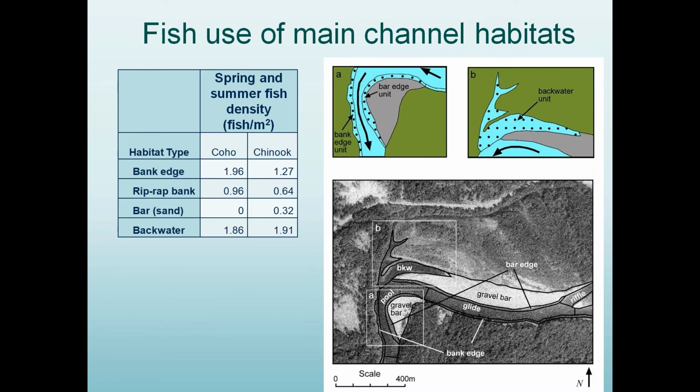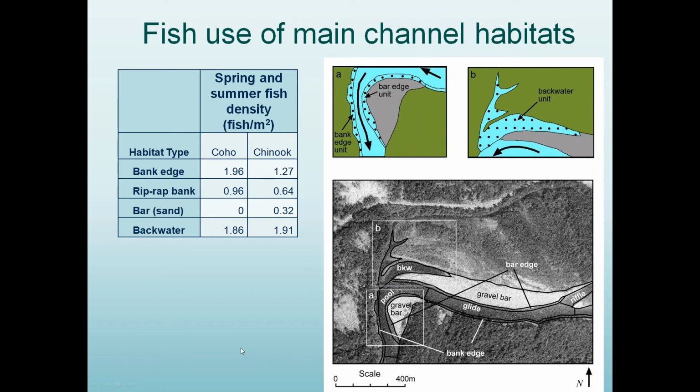So for fish use of main channel habitats, one of the things that we're doing, obviously, for each habitat type is estimating its capacity to support juvenile fish. Here's a picture in the lower right showing some main channel habitat types. So we have bar edges, so these are very shallow, low slope bars. And then we have bank edges, which are steeper edges, usually have a lot more cover. And then we have these backwater or alcove habitats that can be off to the side.